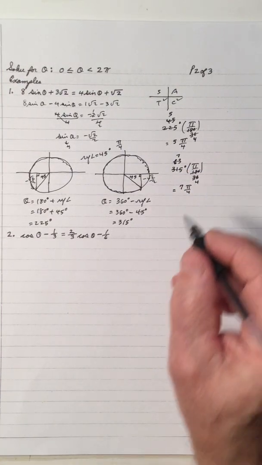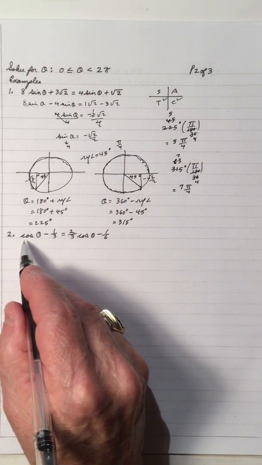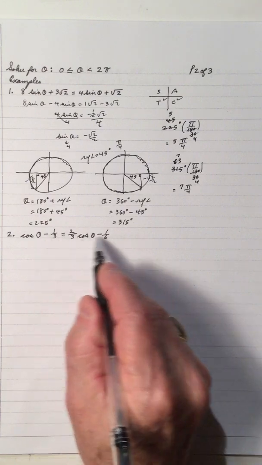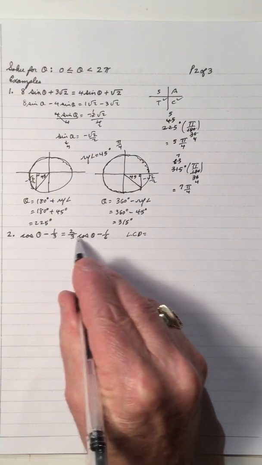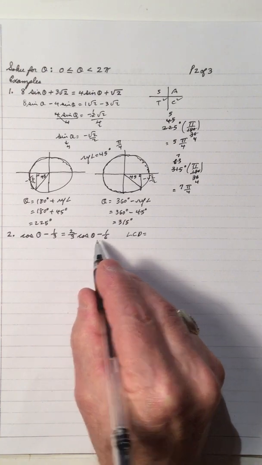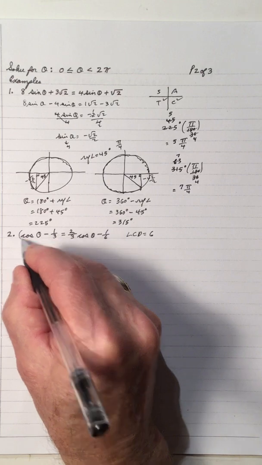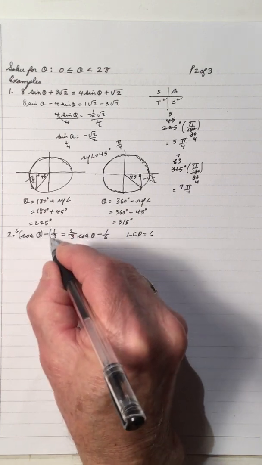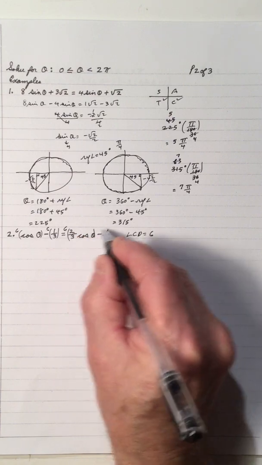Let's do number 2. The equation is designed a little bit differently, but notice in number 2 we have fractions, and the denominators are 3, 3, and 6, so the LCD is 6. So I'll multiply each term by 6, and that means my denominators should be canceling out.